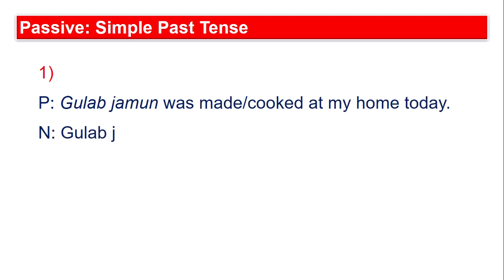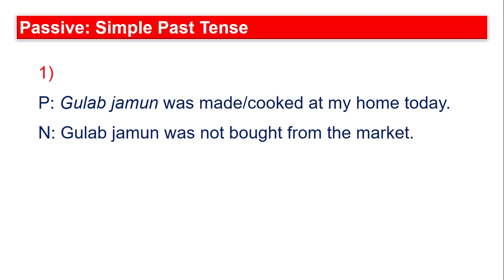The first sentence is appearing on your screen at the moment, and it says: Gulab jamun was made. Gulab jamun is a recipe, a sweet or dessert, I would say. Gulab jamun was made or cooked at my home today. Gulab jamun was not bought from the market. So here we can club positive and negative sentences in such a way that we can make our communication effective, and we can also learn some simple topics of grammar step by step and in an easy manner.